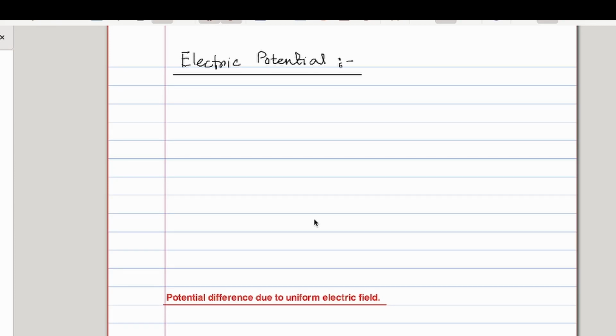Of electric field due to some shapes, 2D geometric and 3D geometric shapes. Now we have to come to the part of electric potential. Electric potential we can relate with the electric field like this: electric field is the negative of gradient of V, where V is the electric potential.